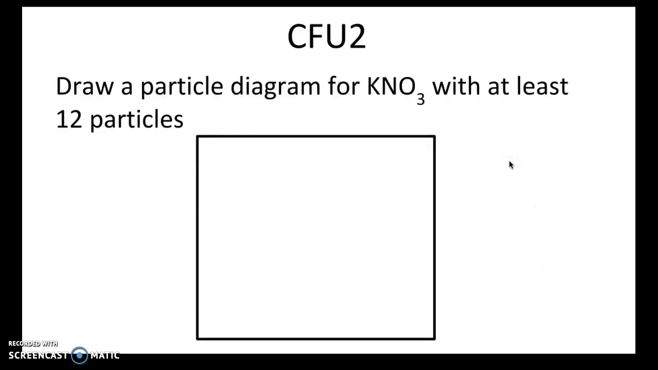Okay, so for your next CFU, you're going to draw a particle diagram for potassium nitrate, and you need to show it with at least 12 particles, or circles. When you are ready, press play and the answer will be revealed.